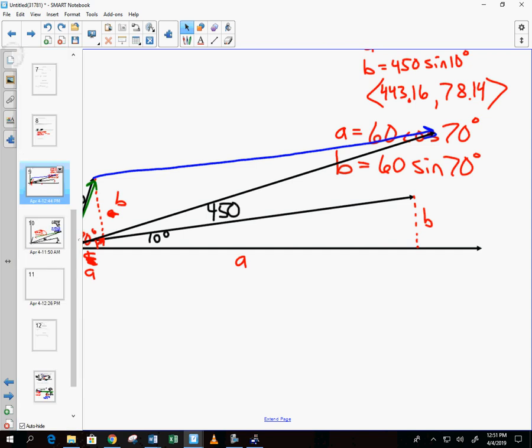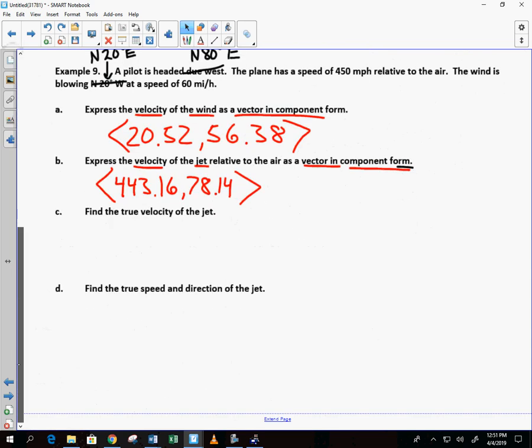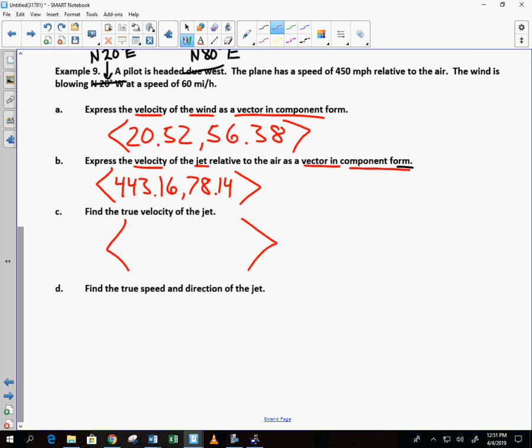Adding vectors together is super easy. You all know how to do this. The true velocity of the jet, we're going to write it in vector form. Velocity can be expressed as a vector because it has magnitude and direction. So I add these together, 20.52 and 443.16. Looks like I get 463.68. And then I take 56.38 and add it to 78.14, 134.52.